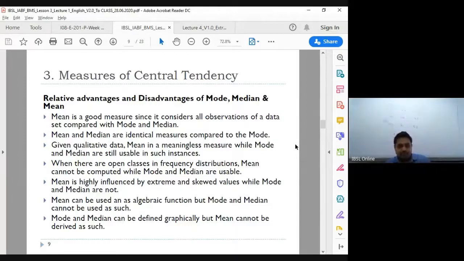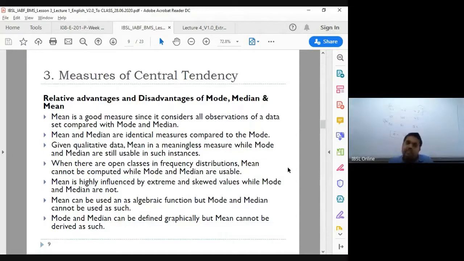Also, third point, given qualitative data, mean is a meaningless measure, while mode and median are still usable in such instances. Now, this is where mean has been beaten by the other two measures. That triangles, circles, and squares example, those are not numbers, isn't that? Those are qualitative things like colors, green, blue, or consumer appetite, good, bad, or dissatisfied, or a Likert scale rating your appetite towards a particular aspect from 1, 2, 3, up to 10. Still, these are qualitative things. Now, for qualitative data sets, you could still calculate values like mode and median, but how do you calculate the mean? Could you add them together? You can't.